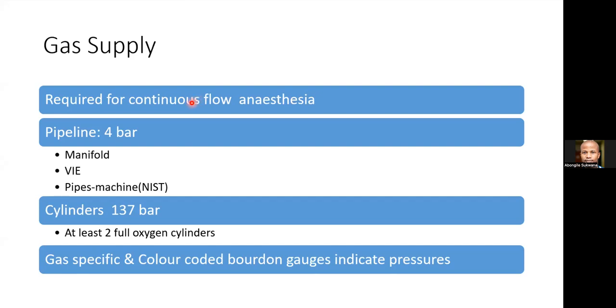So the gas supply, like we said, is required for continuous flow of anesthesia. So the pipeline will have a pressure of about 4 bar. That 4 bar will be from the VIE, which is, what is a VIE?